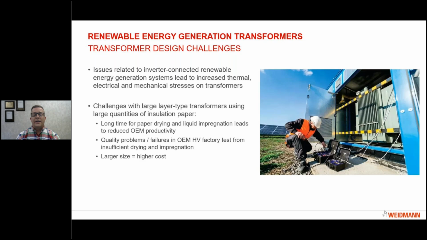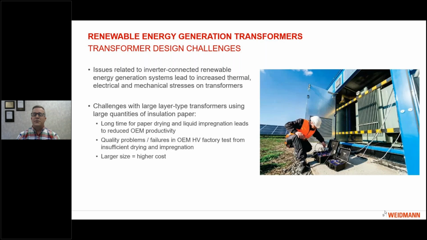And another thing is with these, again, layer type transformers being larger, they are insulated typically with paper. I have a diagram next, we'll show this in a little bit of detail, but these larger transformers have layer type windings with lots of paper. The paper can take a long time to dry for the manufacturers when they're made in the factories, and a long time to impregnate with liquids. So you can potentially have some quality problems just due to the size and the nature of these bigger units.